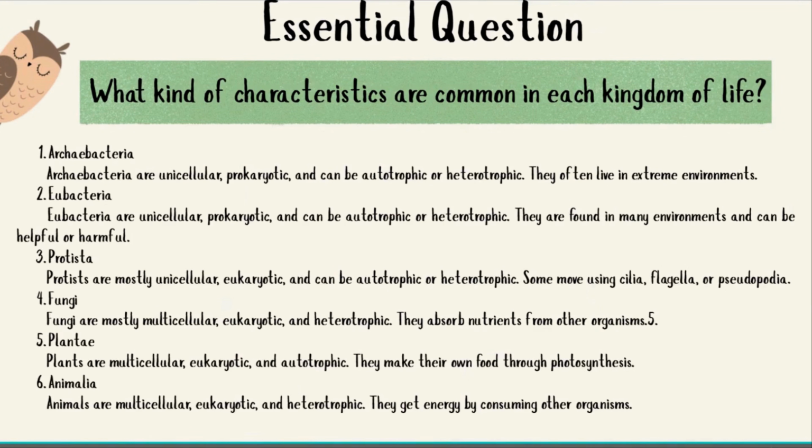So that leaves us with kingdom Animalia, which is multicellular. It's eukaryotic and it's heterotrophic. We do need to eat to get our energy. They get their energy by consuming other organisms.